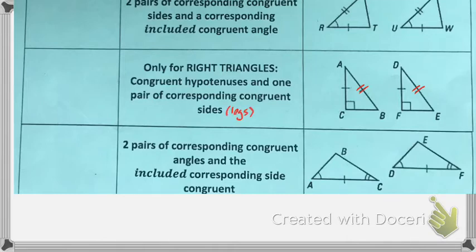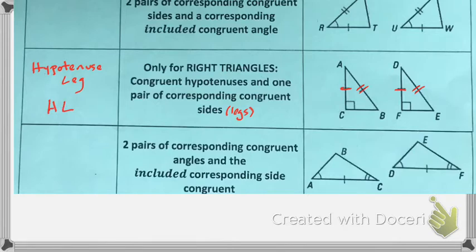The legs are the sides that make the right angle. Like these are the legs, these are the legs. So one pair of congruent sides, and we call this one hypotenuse leg, and we call it HL for short.